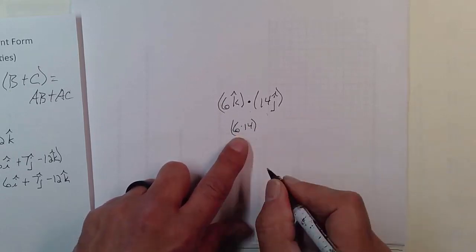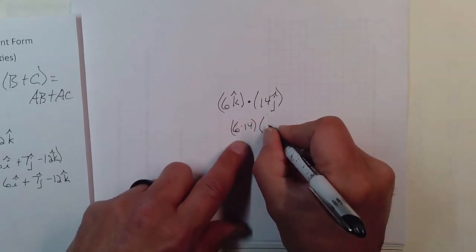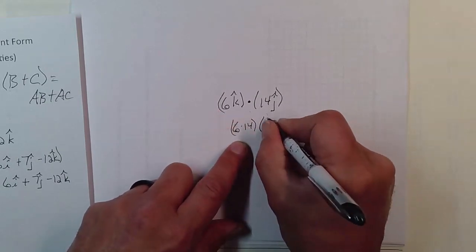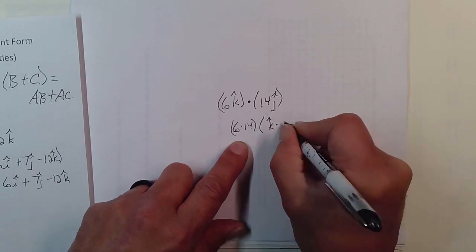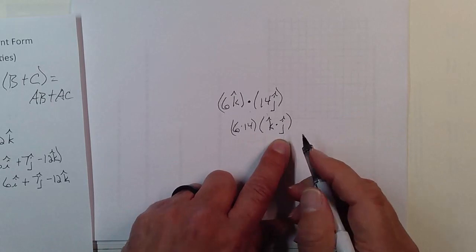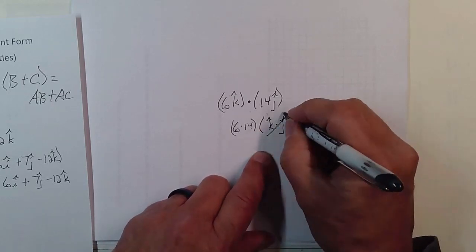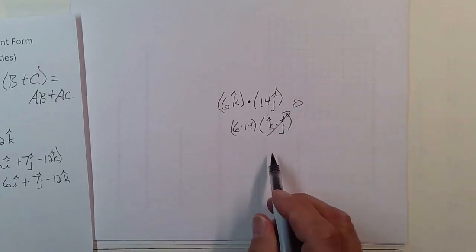That's not a dot product. That's just 6 times 14. And then take care of the vectors. K hat dotted with j hat. Well, k hat and j hat are perpendicular, so you'll have the cosine of 90 degrees in there. That's going to be 0. So this will be 0.